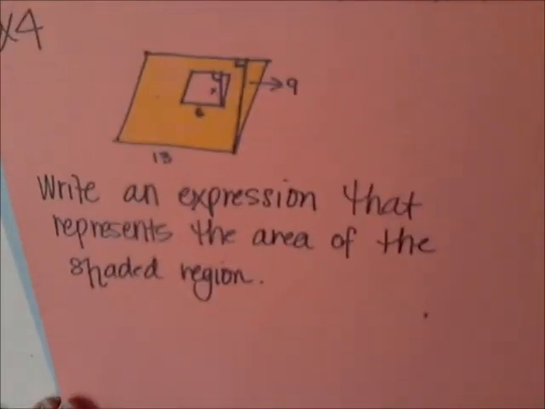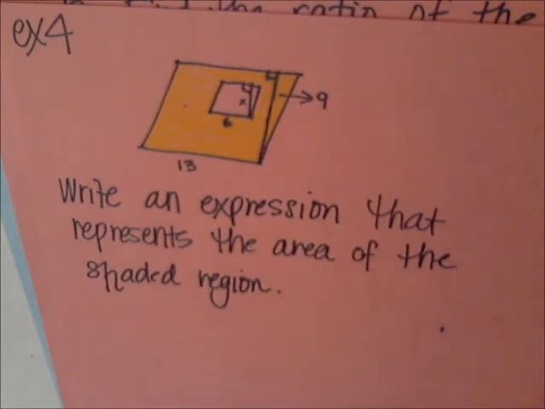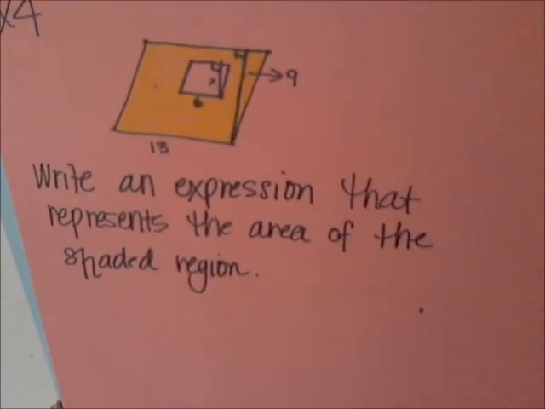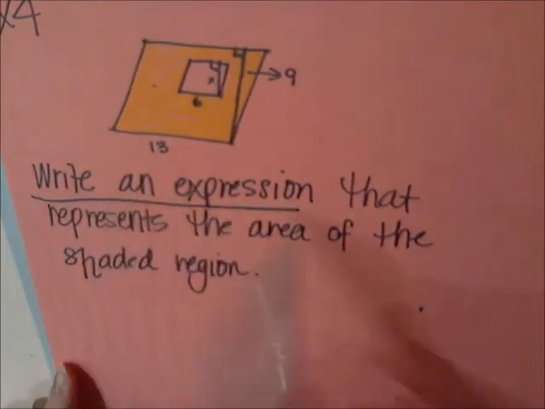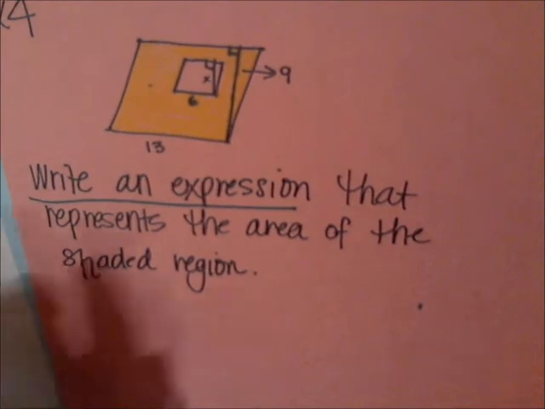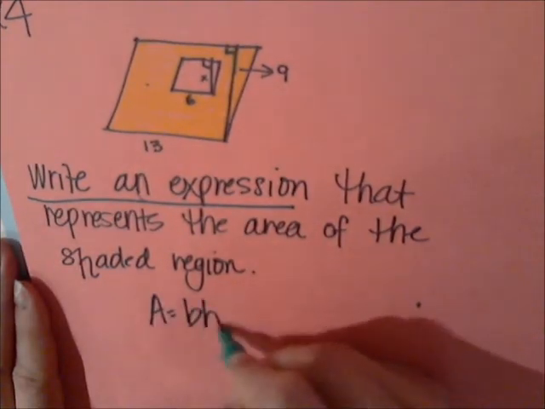I love these. These are what I would call donut problems, where you need to find the area of the shaded area. But this wants us to write an expression that represents the area of the shaded region, so they don't even want us to find the area. That is easy. This is in the shape of a parallelogram, so I know that I'm going to need to use area equals base times height.